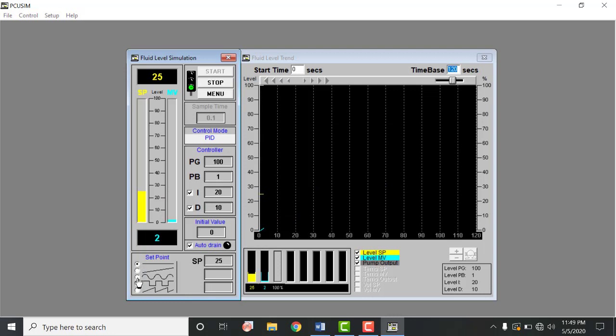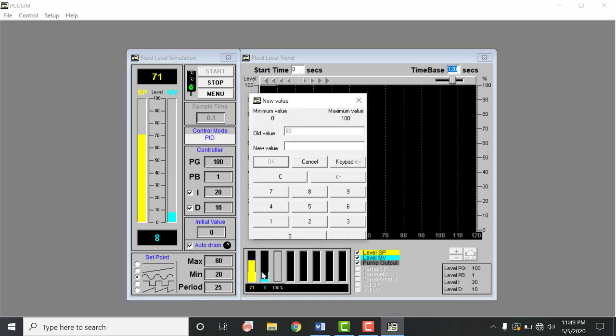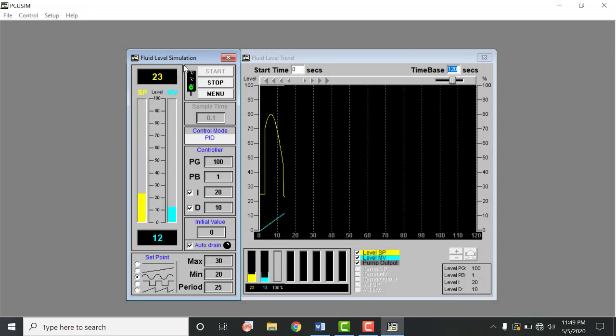Now set this value to sinusoidal behavior. Minimum is 20 and maximum, let's make it 30. Now we can easily understand the behavior of this pump. Now you can see that our set point is increasing every second, and then it reduces because it is showing sinusoidal behavior.